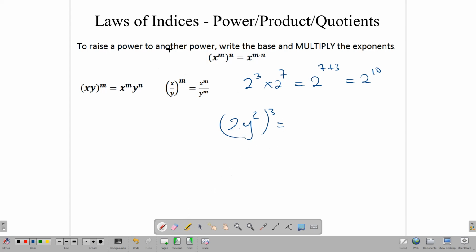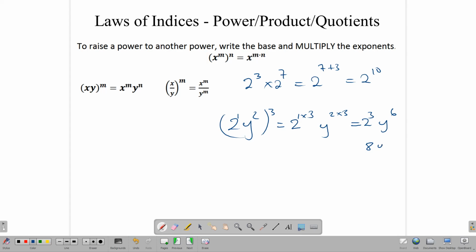So to raise a power to another power, we simply write down the base and multiply the powers. So here we have 2, the power here is 1, and 1 times 3. And then y and 2 times 3. So it would give us an answer of 2 to the third, y to the 6th. And we can further simplify that because 2 to the third is 8.